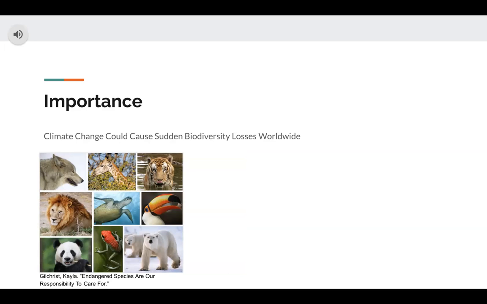Science Daily explains this very concept. Dr. Piaget said that our findings highlight the urgent need for climate change mitigation by immediately and drastically reducing emissions, which could help save thousands of species from extinction.